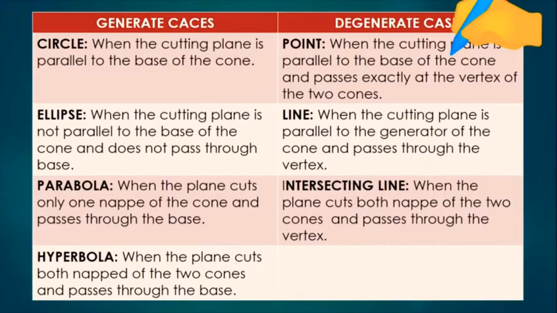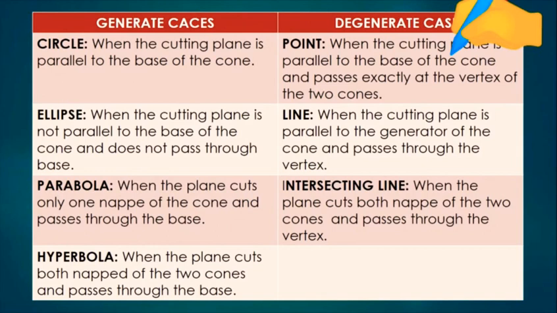Here is the summary of the conic sections and the degenerate cases. We have a circle when the cutting plane is parallel to the base of the cone. Then we have an ellipse when the cutting plane is not parallel to the base of the cone and does not pass through the base. We have also a parabola when the plane cuts only one nappe of the cone and passes through the base. And we have a hyperbola when the plane cuts both nappes of the two cones and passes through the bases.